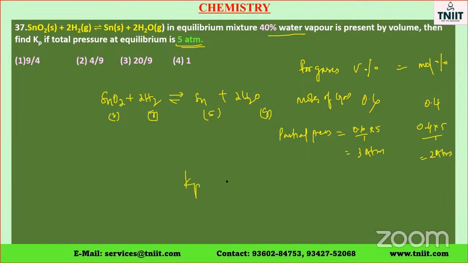So Kp will be equal to pressure of water. The solid you cannot take, it is a gas only. Pressure of water, since we have 2 moles, squared, divided by pressure of hydrogen to the power 2, because this is also 2 moles. So it will be 2 squared by 3 squared, this is for water, this is for hydrogen. So it will be 4 by 9. Hence the answer for this question is option 2.